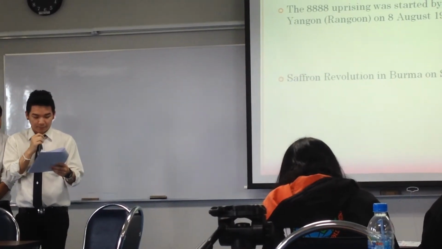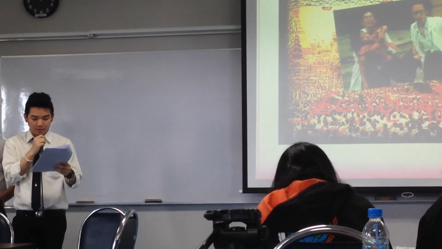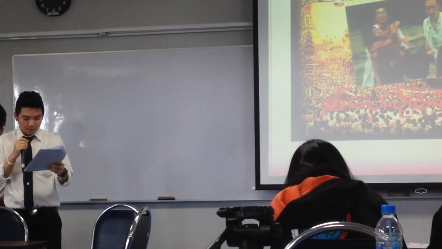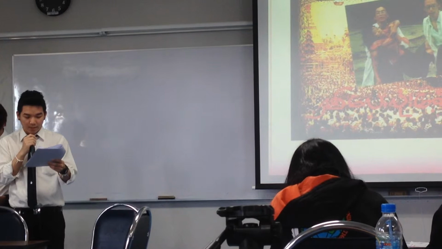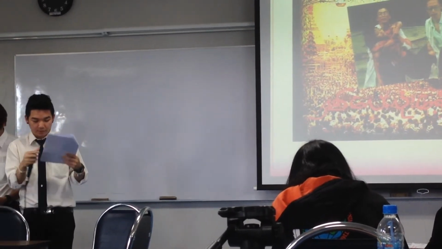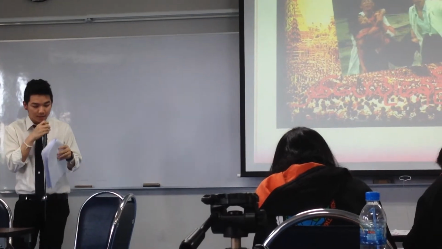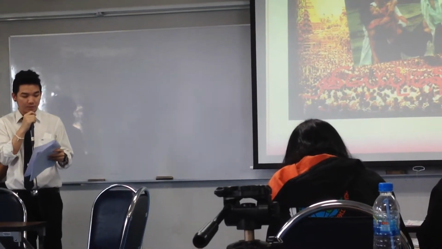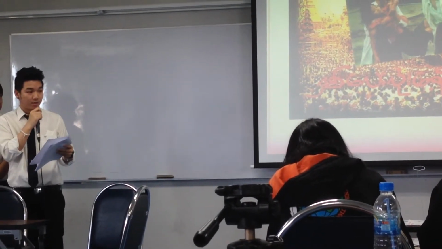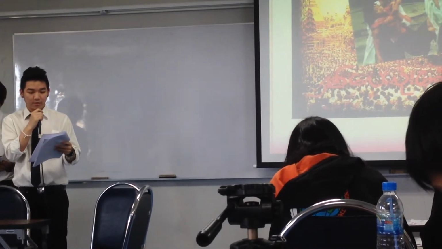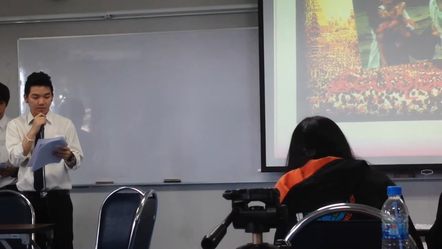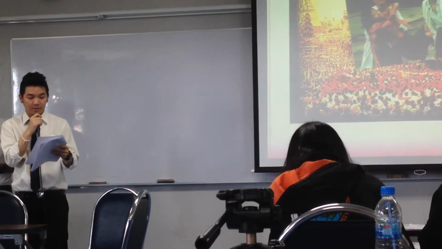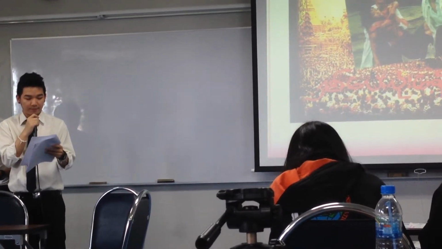The 8888 uprising was started by students in Yangon, also known as Rangoon, on 8 August 1988. Students' protests spread throughout the country. Hundreds of thousands of monks, young children, university students, housewives, and other demonstrators protested against the regime. The uprising ended on 18 September. Thousands of deaths have been attributed to the military during this uprising, while authorities in Myanmar put the figure at around 350 people killed.